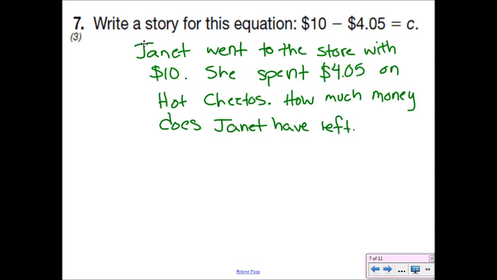Since it's subtraction, we know that we could either do a separating or a comparing, and I'm going to assume we want to do a separating, since again we're talking about money. We could have done a comparing, and we could have said Janet has $10, Monica has $4.05. Who has more, or how much more money does Janet have? So there's a bunch of different possibilities for this problem.